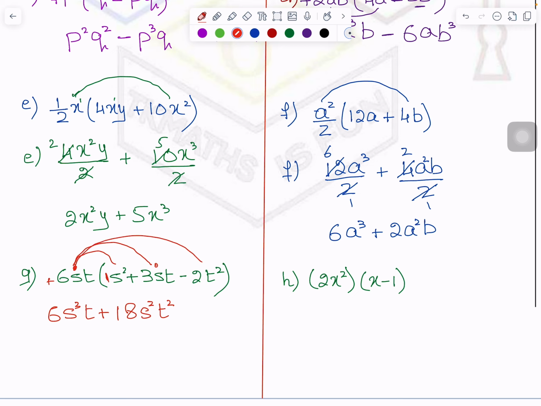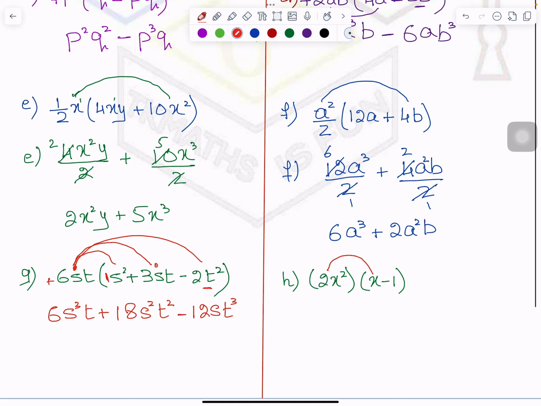Then this multiply by this. Minus now. 6 2s are 12. There is no s. So just keep s with power 1 and t with power 3. So none of the terms are alike. They all are different. So leave it here. It's done. Part H.